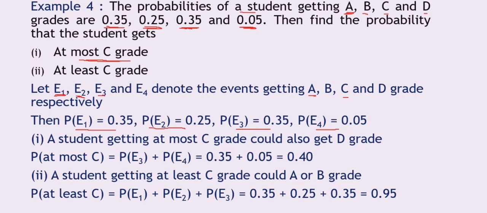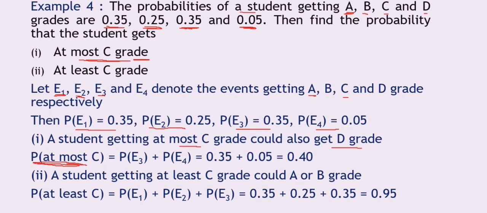Now, like I said, in this case, at most a C grade means C grade or below the C grade, which is the D grade. So getting at most C means he could also get a D grade. So, the probability of at most C. Now, look here, I have not written E1, E2, E3, E4. Why? Because my event here, at most C, is neither E1 nor E2 nor E3 nor E4. I can call it E5, a new event. I can call it E5 or E6, but not E1, E2, E3, E4. Because E1 is getting an A grade, E2 is getting a B grade, E3 is getting a C grade, and E4 is getting a D grade.